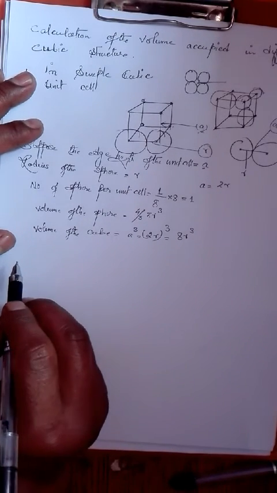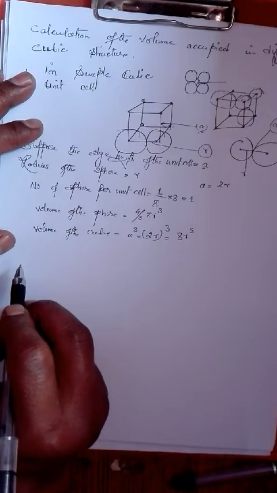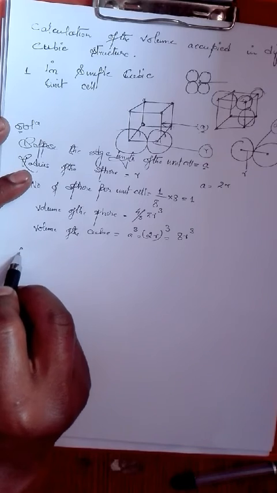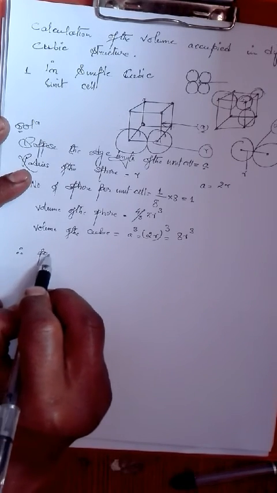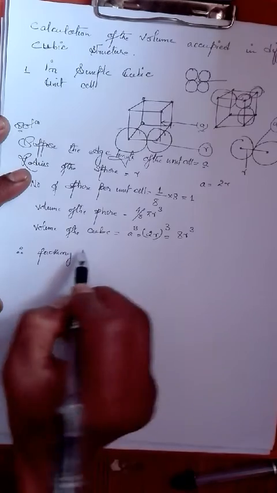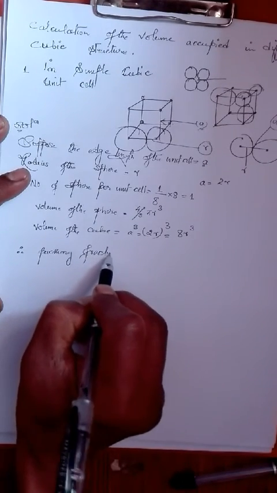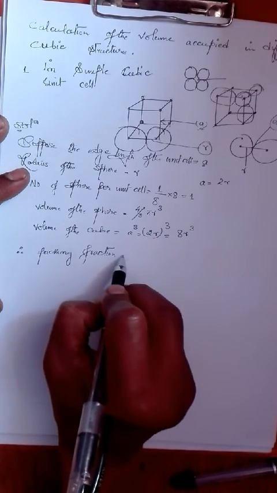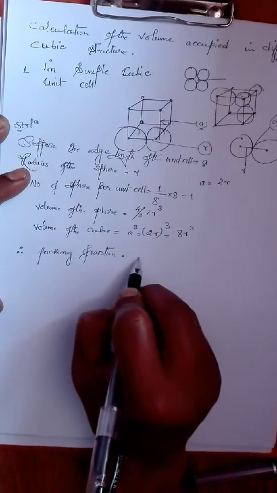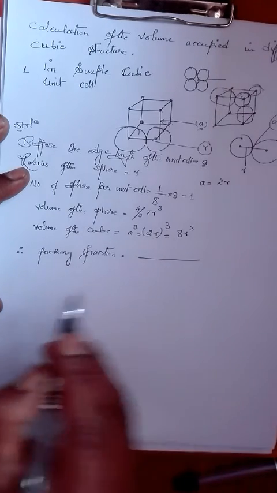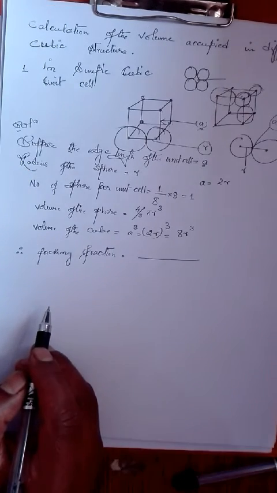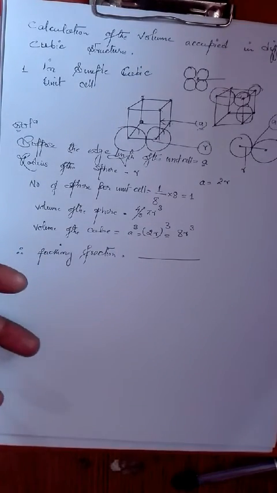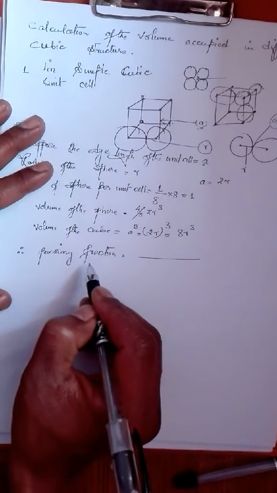Therefore, I'm going to find out the fraction occupied, or you can say the packing efficiency or the volume occupied. Packing fraction, you can also say packing efficiency. Here you have to apply another formula. This is the formula we will be using in order to calculate the packing fraction or packing efficiency. You can also say volume occupied in a unit cell.